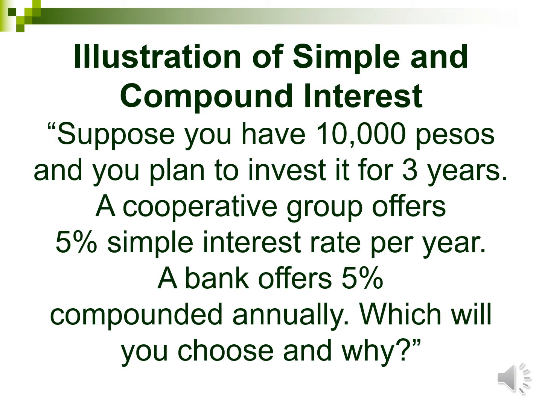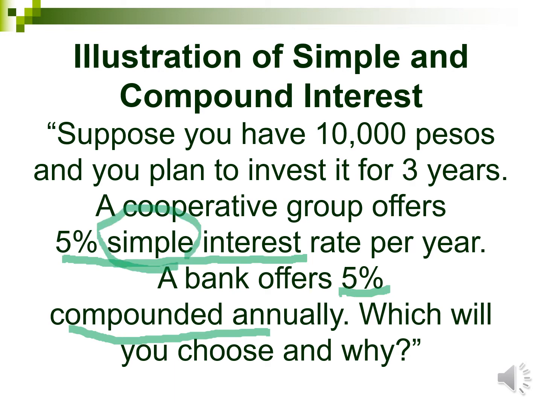Let's have this illustration of simple and compound interest. Suppose you have 10,000 pesos and you plan to invest it for 3 years. A cooperative group offers 5% simple interest rate per year and a bank offers 5% compounded annually. Which will you choose and why? If you understood the meaning of simple and compound interest, you will understand this problem.